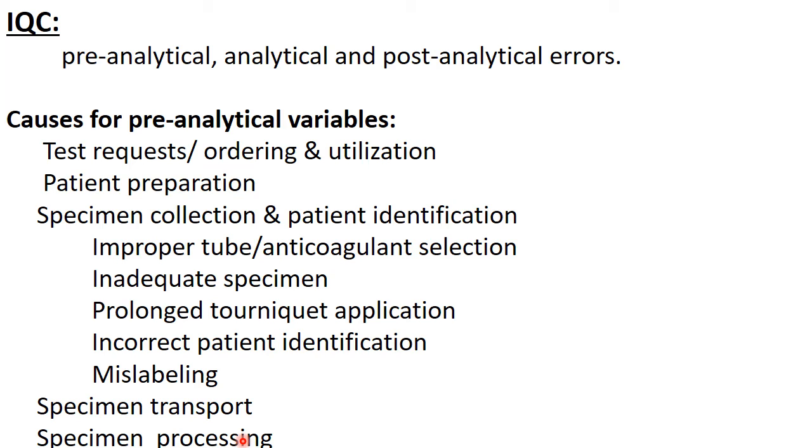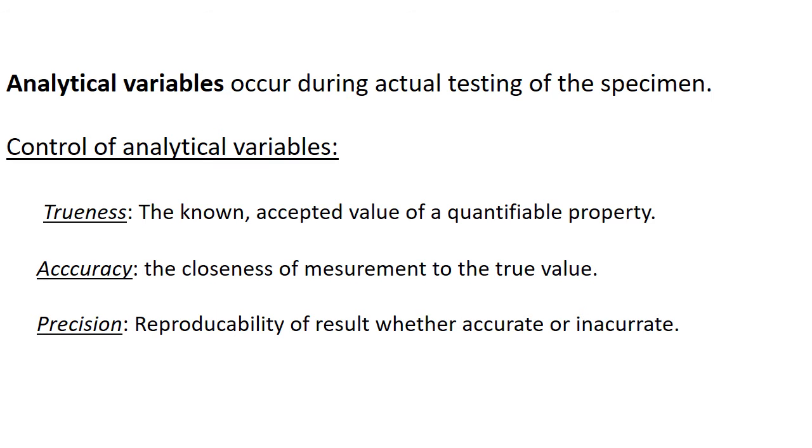Inadequate spinning of sample tube may result in leakage of RBCs into the serum. This may result in contamination of the serum with potassium, inorganic phosphorus, LDH, etc. So these are the causes for pre-analytical variables. Coming on to the analytical variables. Analytical variables occur during actual testing of the specimens. To understand about these analytical variables, you should know the following terminologies.